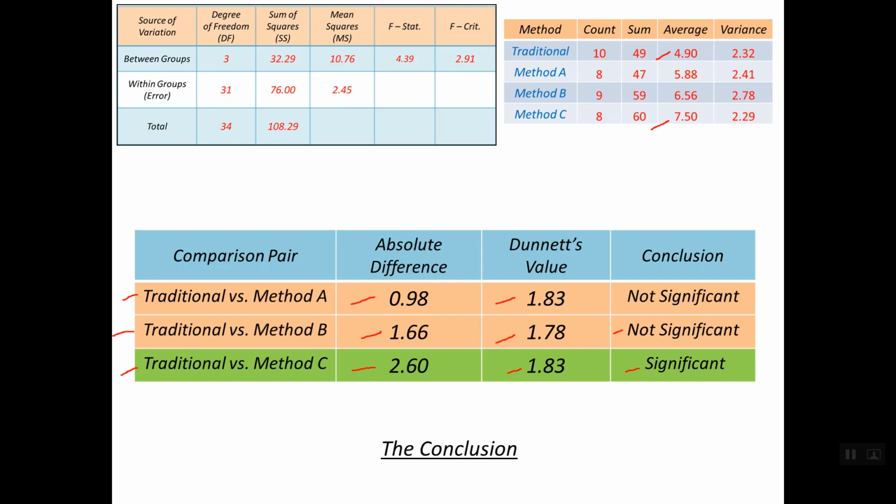As you see in this table, we have only one significant difference, which is between the traditional method and method C, which means that method C is better than both method A and B. So the administration of the school can simply adopt method C, which will lead to good achievement for the students of the school. So this is all about the Dunnett test.